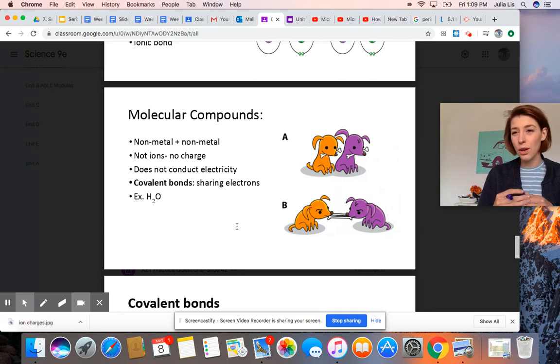We also could call it a molecular compound, which makes sense. They're called molecular compounds, and it's a molecular bond. When you have two elements, they are always going to be nonmetals, and they share electrons. Okay?